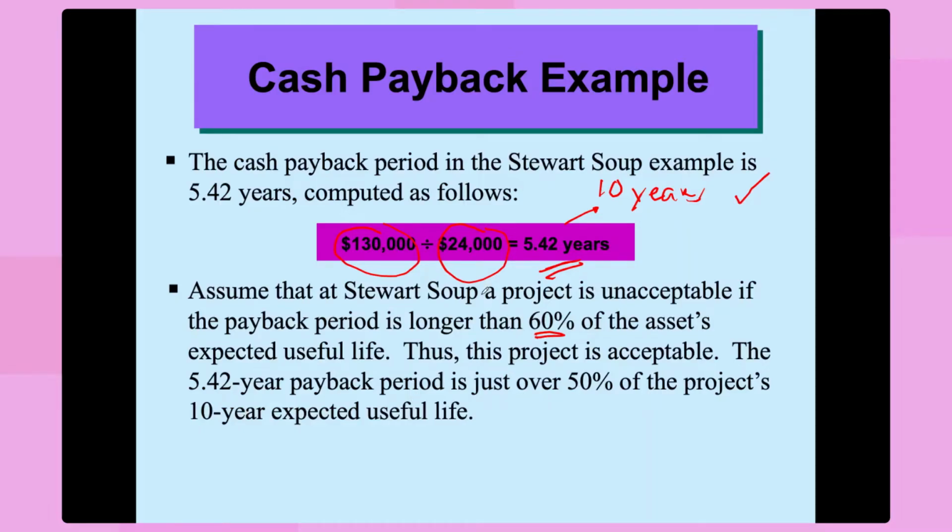Meaning, the 5.42 years is only 54.2%. So it is to be accepted because it is just over 50% but not over 60%. Again, to accept, the cash payback period, CPP, should be less than the estimated useful life of the asset to be acceptable.